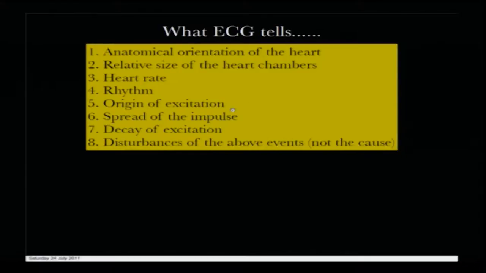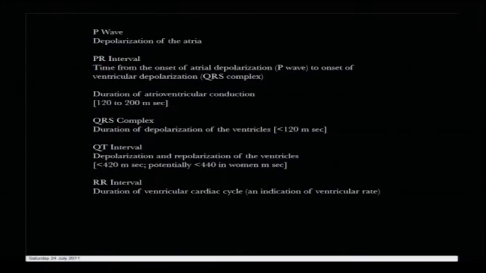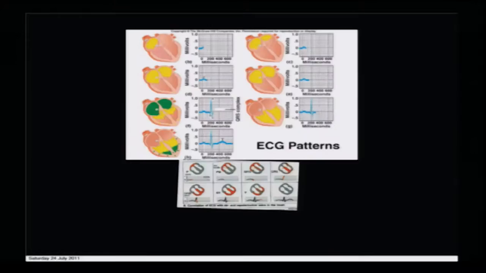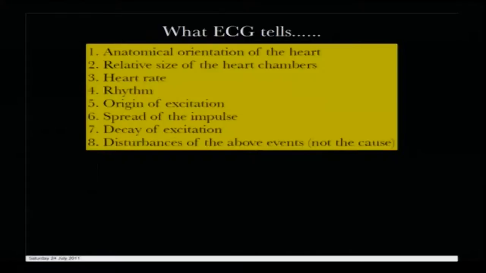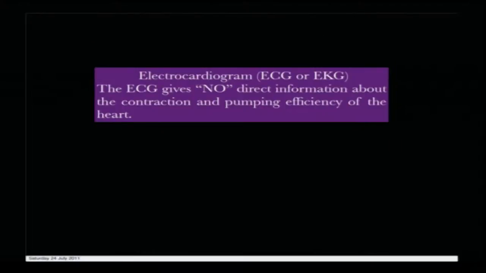This is exactly what I was trying to tell you, that if you have two P waves, what will happen? It is a defect, there is a problem, there is a pathological situation. Spread of impulse, how the impulse is spreading, because you have seen that it is all a time bound game. So there is a time factor involved out here. So based on the time factor, you should be able to say whether the impulse is moving in right time or not, then the decay of the excitation and any disturbances of the above events, not the cause. It cannot tell the cause, it can only tell that there is a disturbance, it cannot tell you the reason for the disturbance. So ECG gives no direct information about contraction and pumping efficiency of the heart.